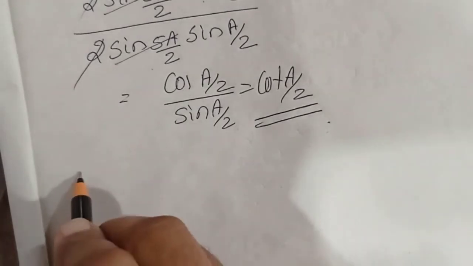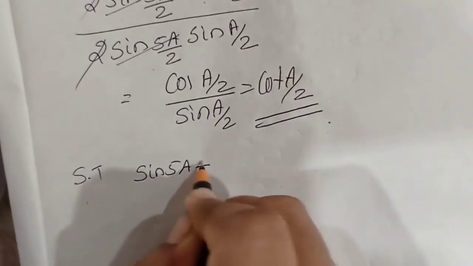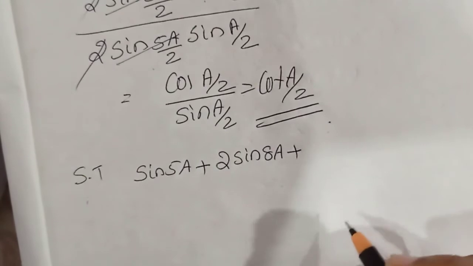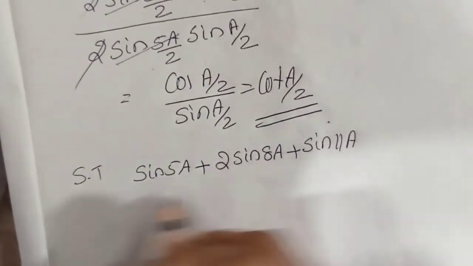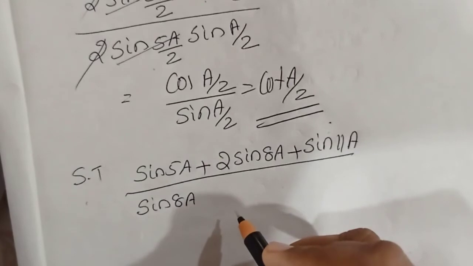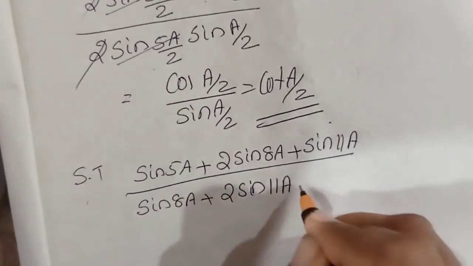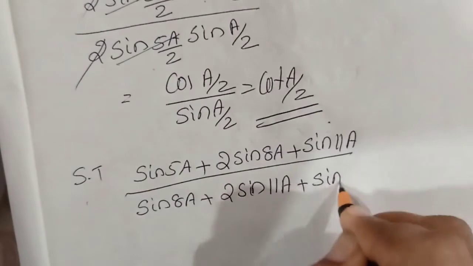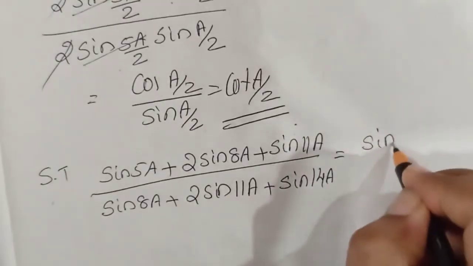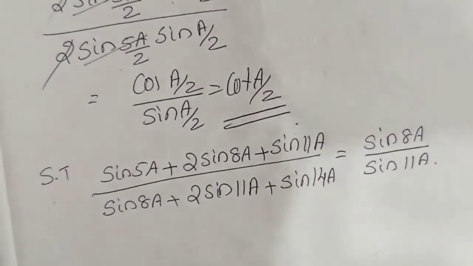Show that, or prove that, sin 5A plus 2 sin 8A plus sin 11A, the whole divided by sin 8A plus 2 sin 11A plus sin 14A, is equal to sin 8A divided by sin 11A.